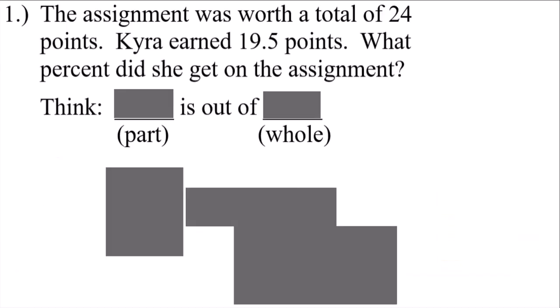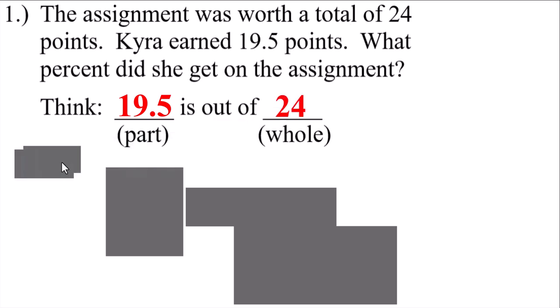Let's take a look at number 1 and number 2 together. I'll lead you through these, and then you'll do 3 and 4 on your own. Number 1, the assignment was worth a total of 24 points. Kira earned 19.5 points. What percent did she get on the assignment? All right, so we got to think, what is out of what? What Kira earned is just part of the total number of points. And the total is the same idea as the whole amount. So that's the 24 points. Go ahead and fill in those blanks.